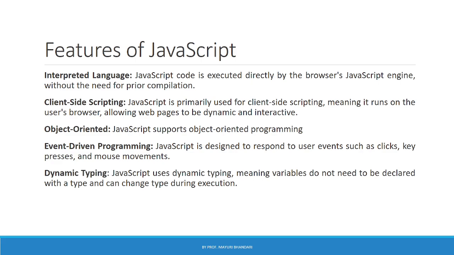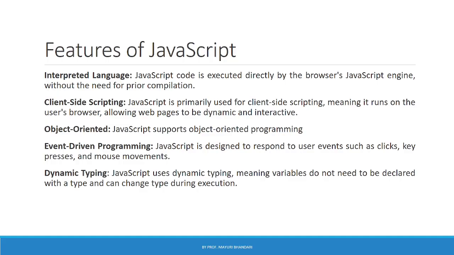Then the second feature of JavaScript is it is client-side scripting language. This language is primarily used for client-side scripting. That means it directly runs on user's browser and allow web pages to be dynamic and interactive. Third feature of JavaScript is object-oriented programming language. So it supports objects, classes. So it is called as object-oriented programming.